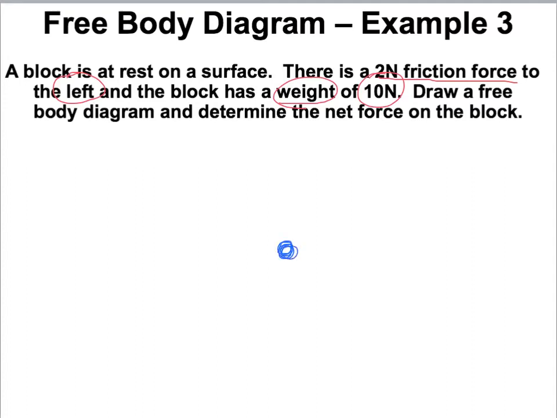So here's our block, represented by a dot, or you can draw it as a square. It says there's a 2 Newton friction force to the left. And the block has a weight of 10 newtons. And that's going to be our force because of gravity.